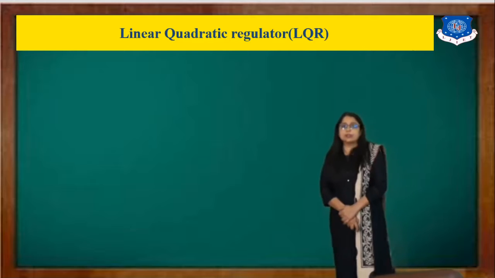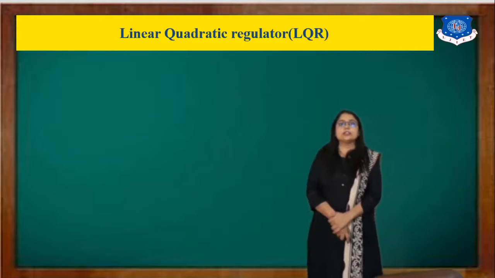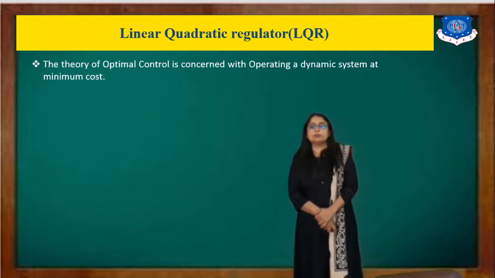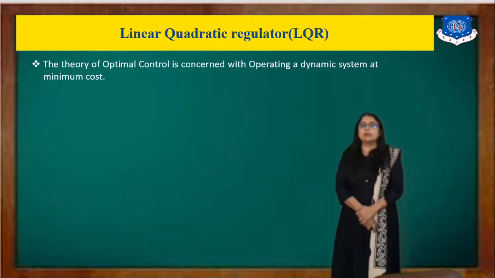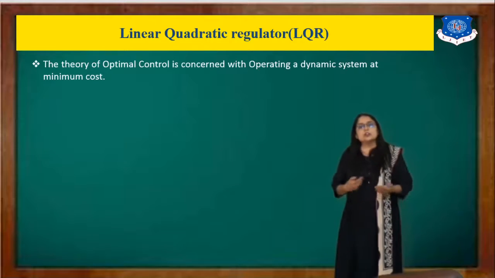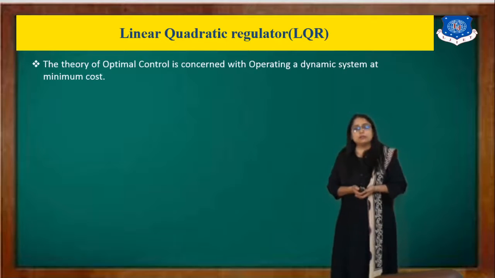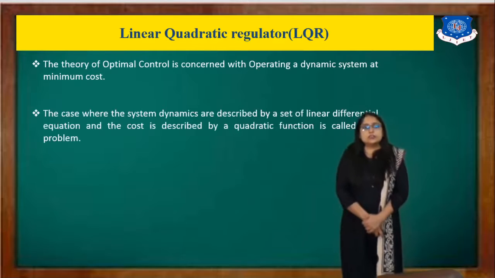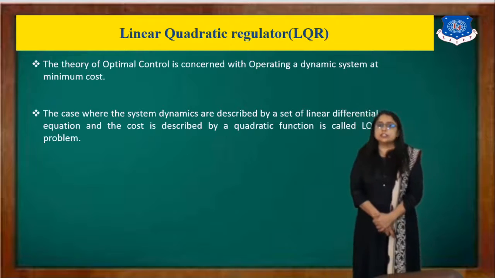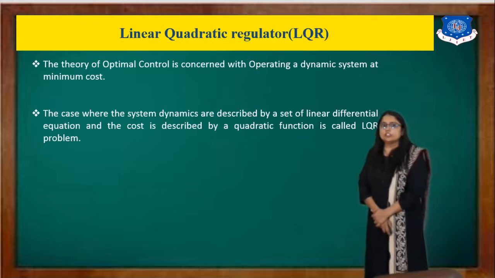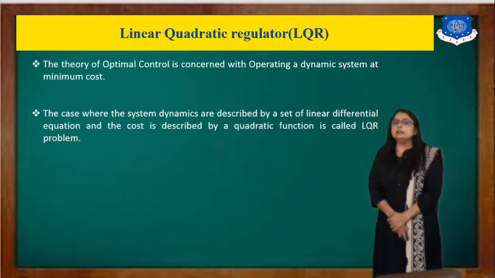Now our last method, that is the linear quadratic regulator, LQR. The theory of optimal control is concerned with operating a dynamic system at a minimum cost, right? Because the ultimate aim is what? We want to find the minimum cost of any control system. That's why we are finding the multipliers. The case where the system dynamics are described by a set of linear differential equations and the cost is described by a quadratic function is called the LQR problem.